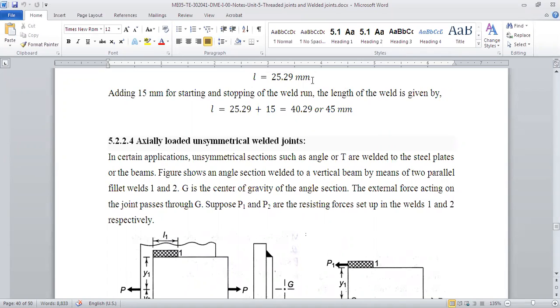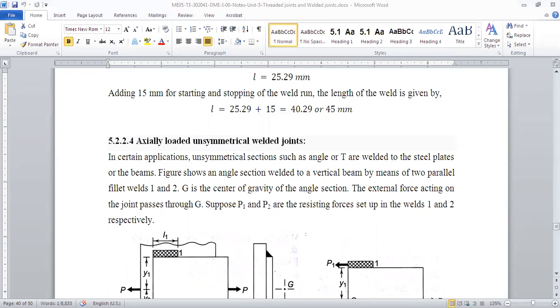So it is a kind of advanced design, where not only the direct stress but also the stress because of eccentricity and moment comes into the picture. Today we will see the axially loaded asymmetrical welded joint. When we say asymmetrical, it means the welded joint is not symmetrical. There are 4 main topics we would like to cover.